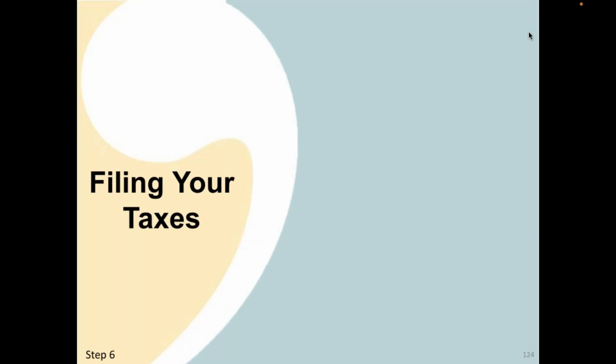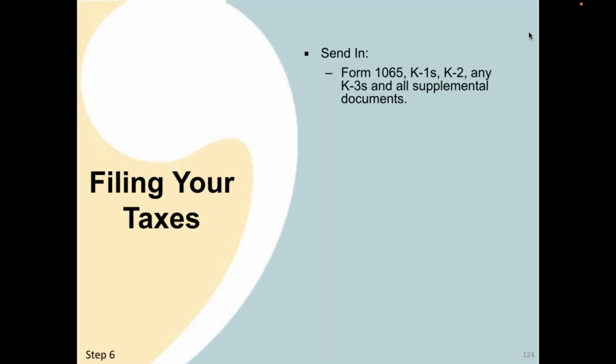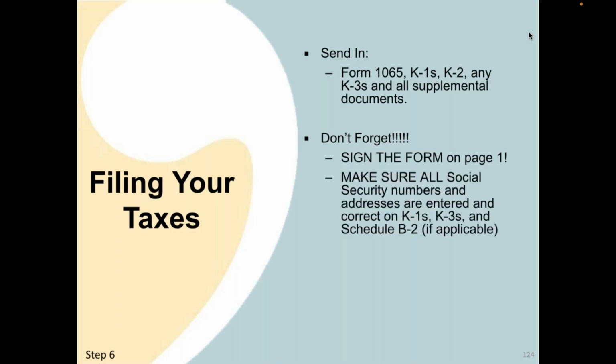The Complete Tax Package link includes everything you need to send in to file your club taxes. This includes Form 1065, K1s, K2, any K3s, and all supplemental documents. Don't forget to sign the 1065 form on page 1 and make sure all Social Security numbers and addresses are entered and correct on K1s and, if applicable, on K3s and Schedule B2.